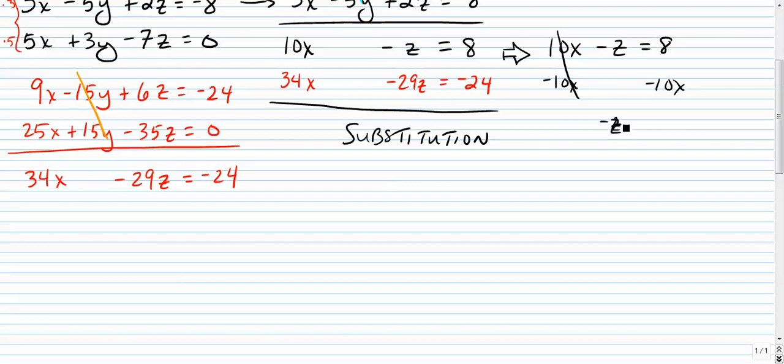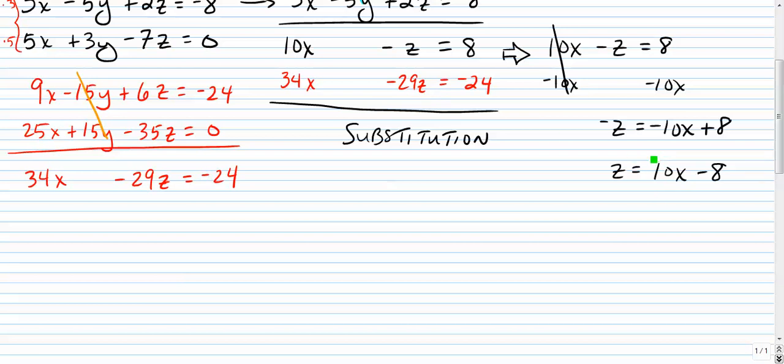So we have negative z is equal to, let me do that again. These cancel. Negative z is equal to negative 10x plus 8. And of course, if the z is negative, we don't want it negative, we want it positive, so that changes the sign of everything else. Alright, so the substitution method, really simple stuff.